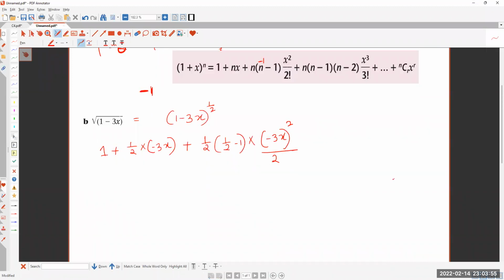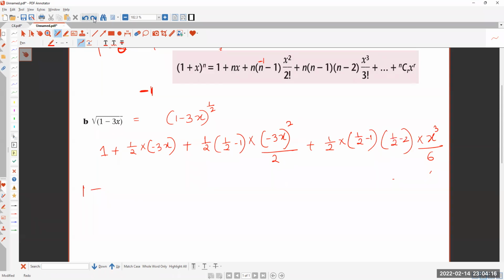Now again, the third term is done. Then let's go with this half minus 1, half minus 2. Okay, again x cube divided by 3 factorial is 6. Now we need to just finalize them. So how will this be? This is going to be 1 plus, what is minus 3?